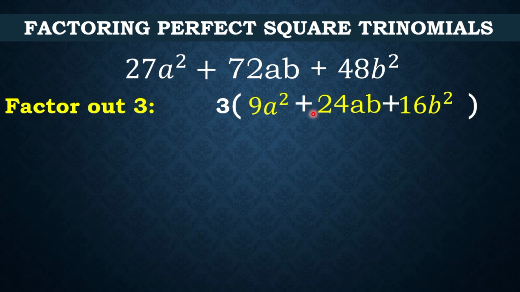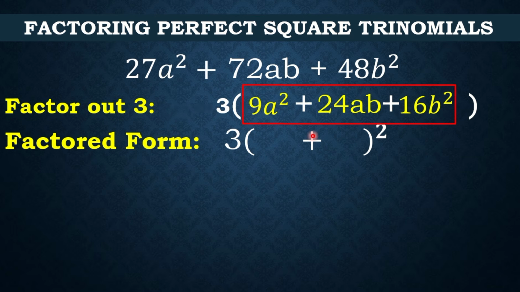Kapag nagpa-factor out tayo, kunin natin yung GCF. Paano kunin ang GCF? Pwede nyong balikan yung ating part 1 ng factoring polynomials. So, ito po, kunin na natin ngayon ang factor nitong 9a squared plus 24ab plus 16b squared. So, we will have, since pag kinuha natin ng square root nito, 3a, pag kinuha natin ito, this is 4b. So, yun ang ating first and last term.